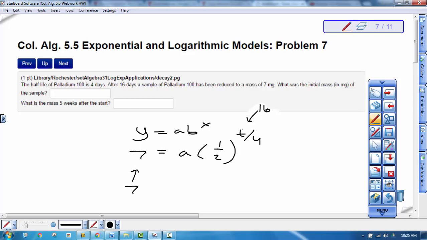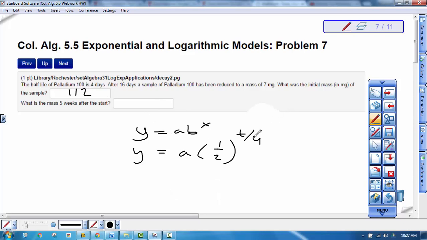So this will be 7. This is 16 over 4, which ends up being just 4. And we're solving this equation right here for A. So I'm going to divide both sides by 1/2 to the 4th power, which is 2 to the 4th power, 16. So I'm going to make this 1 over 16. Instead of dividing by 1 over 16, let's multiply by 16 over 1. So I end up getting 16 times 7, which is 112.